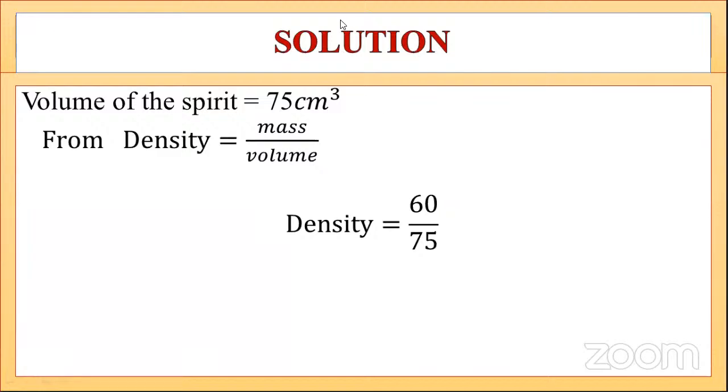How many people have calculators? The answer is 1.25. Who gave us the answer? Please get for us. What is 60 divided by 75? 0.8. Very good, very good.